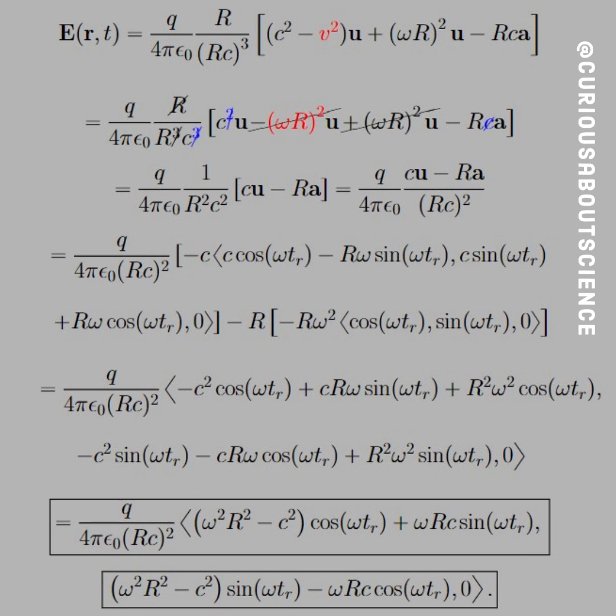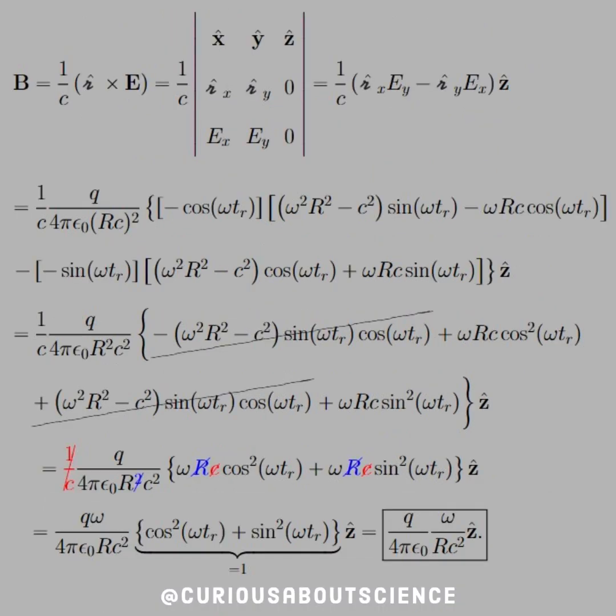So we have Q over 4 pi epsilon naught RC squared, and in the x direction we have omega squared R squared minus C times cosine evaluated at the retarded time plus omega RC sine evaluated at the retarded time. And then for the y, we have similarly just switch cosine and sine, again with the minus sign, just be careful. And then z is 0 again, nothing unwarranted, I would say.